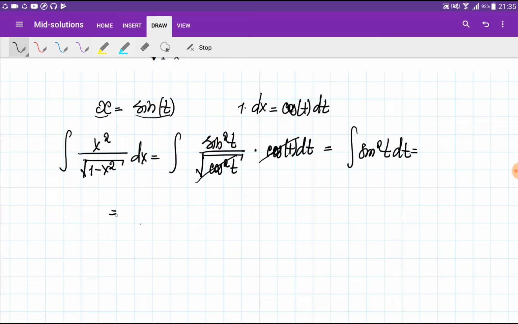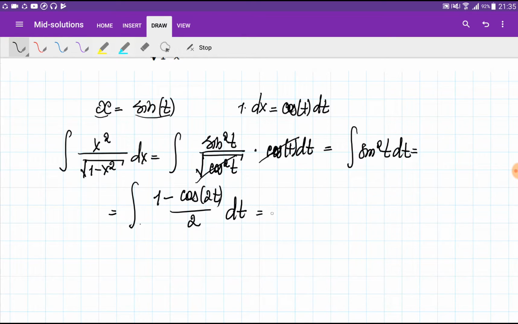So in order to integrate this function, I need to decrease the power of the sine. And I'm going to use the double-angle formula of the cosine. So this will be (1 minus cosine of 2t) divided by 2 dt. And I can integrate each of the terms separately.